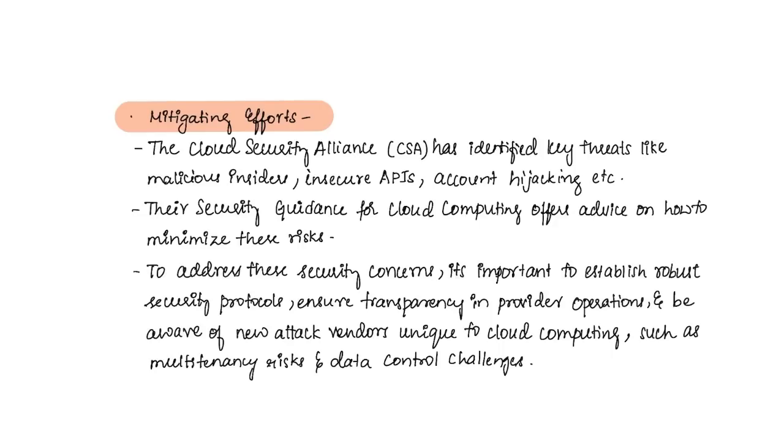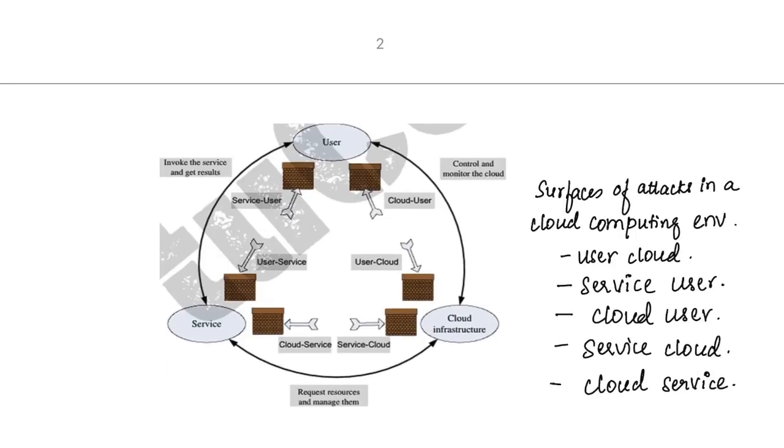Protocols in the sense there have to be strict rules and regulations which have to be followed by the cloud users, by the cloud providers, and in general whoever is accessing the cloud infrastructure. And we have to ensure that there is transparency in the provider's operations, and we have to be aware of the new attack vectors unique to cloud computing, such as the multi-tenancy risks and data control challenges. So this was about mitigating risk.